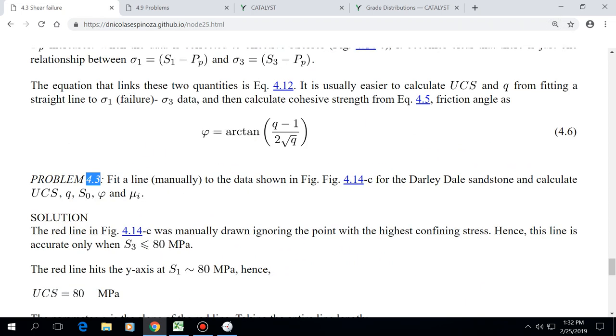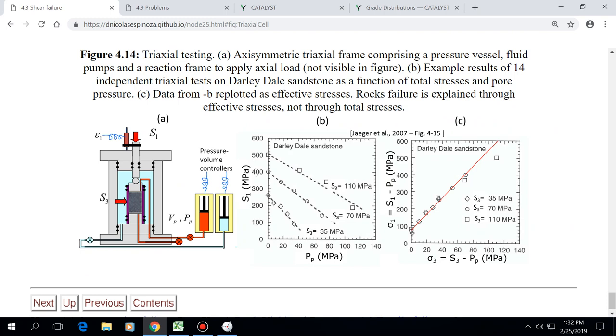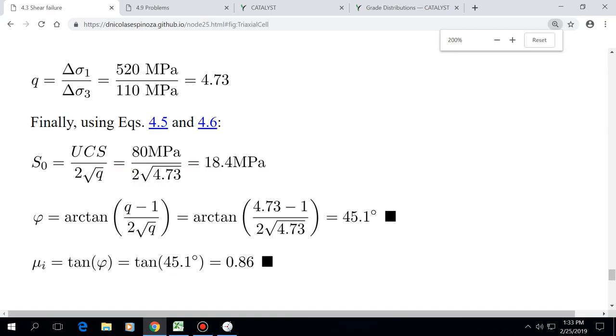In this problem, you have to fit a line to the data shown in figure 4-14, which I'm going to show in a bit, for a sandstone, and calculate UCS, Q, S0, and friction angle and friction coefficient. This figure is that figure. And the same as in the other problem, you know what is the confining pressure, which in this case is S3. You know what is the pore pressure, and you know what was the maximum principal stress at failure. You use all this data, S1, S3, and PP, in order to compute the effective stresses sigma 1 and sigma 3, and it is simply S1 minus PP, S3 minus PP, and you should see for the other data that almost all the points line up on a single line. That line is the failure line. And in this case, this is that red line that you see over here.